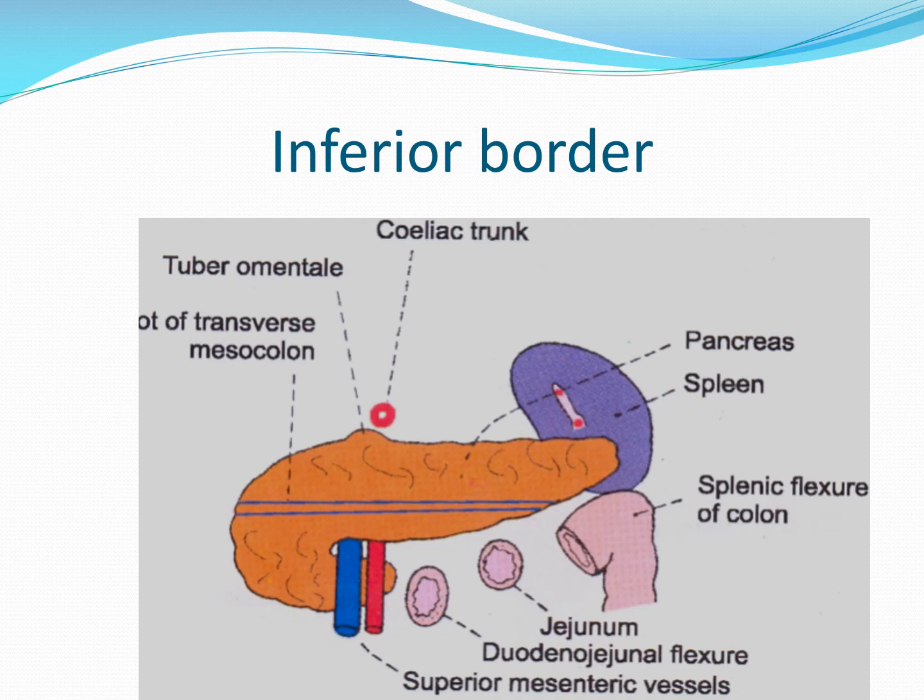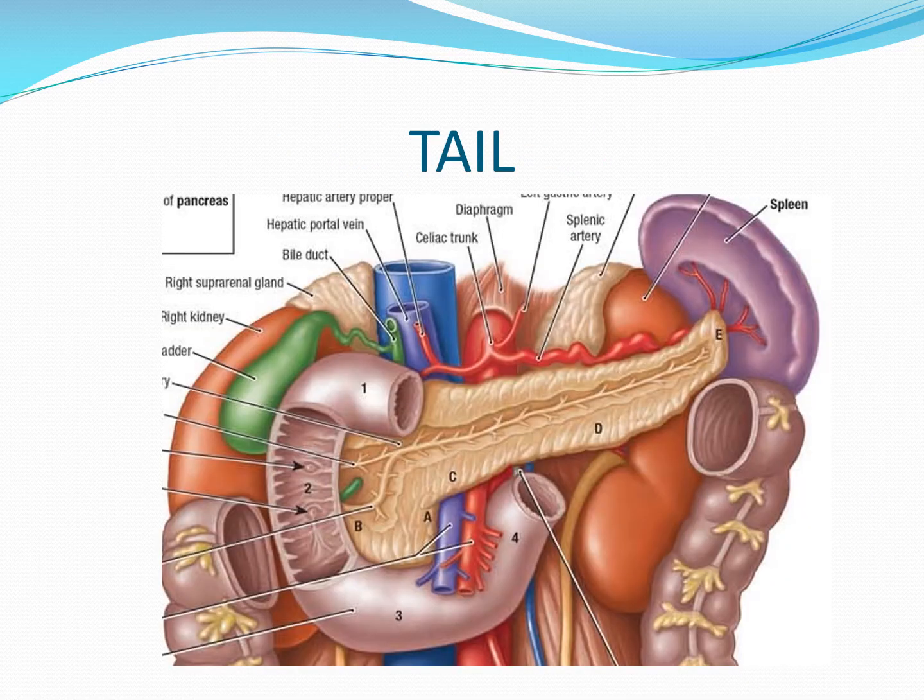Now the inferior border is related to the superior mesenteric vessels and the right end. So this is the inferior border of the body of the pancreas. Now the tail of the pancreas. This is the left end of the pancreas. It lies in the lienorenal ligament together with the splenic vessels. It comes into contact with the lower part of the gastric surface of the spleen. This is the long elongated end and it is present at the hilum of the spleen.